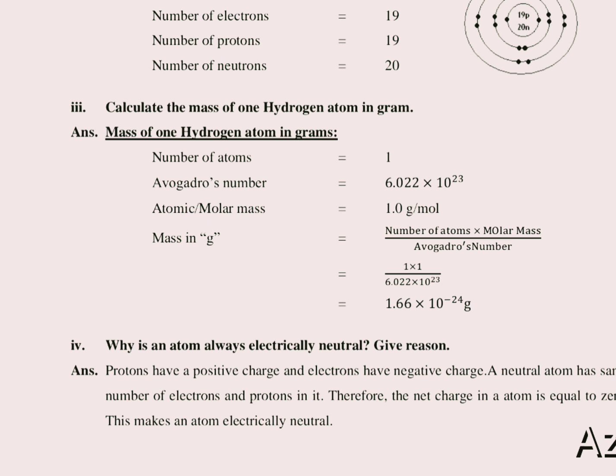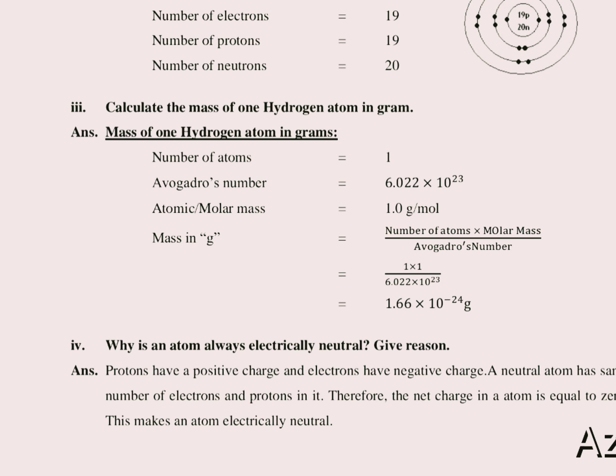The number of atoms is given. Avogadro's number we already know. What we have to calculate is mass in grams. So we put the formula, the same one we used earlier: number of moles is equal to mass divided by molar mass, multiplied by Avogadro's number. You just rearrange this. Mass is what we have to calculate, so keep mass on this side, molar mass goes to the other side and gets multiplied, and Avogadro's number, since it was multiplied on this side, shifts to the denominator. Then you put the values and you get the answer.